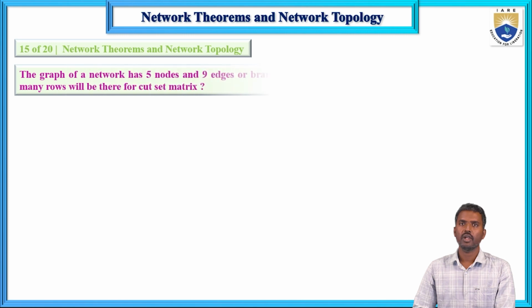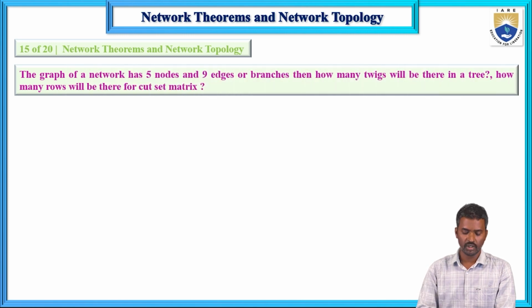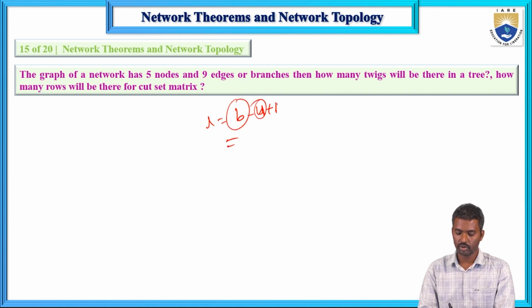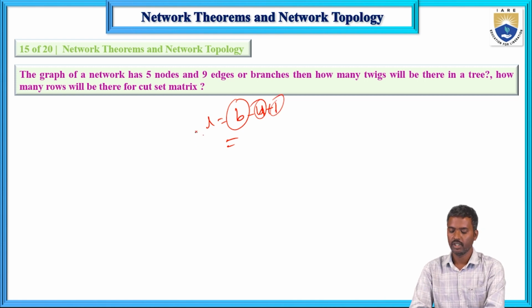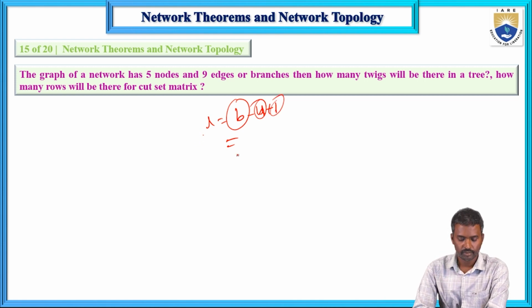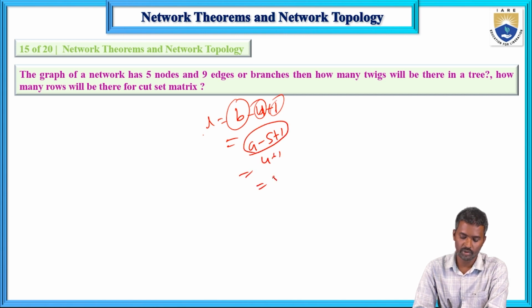And next question, the graph of a network has 5 nodes and 9 edges. So L equals B minus N plus 1, where B is the number of branches, N is the number of nodes, and L is the number of links. So 9 minus 5 plus 1, that equals 4 plus 1, that equals 5.